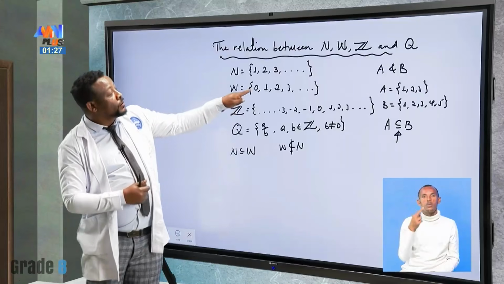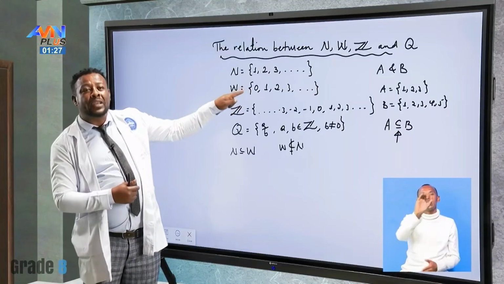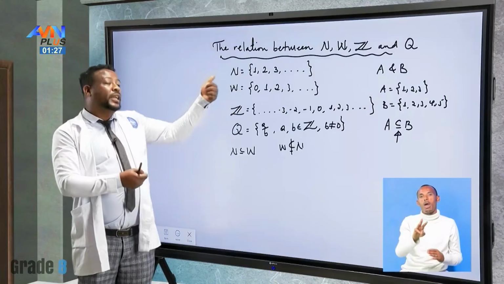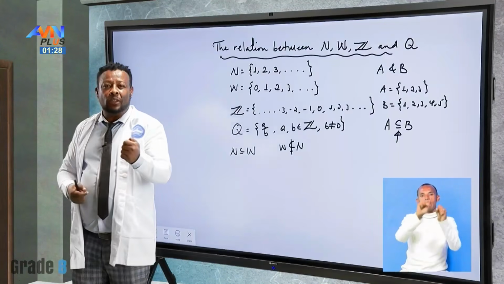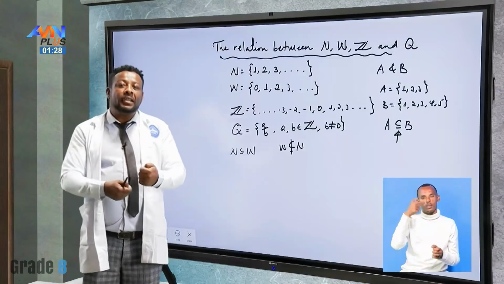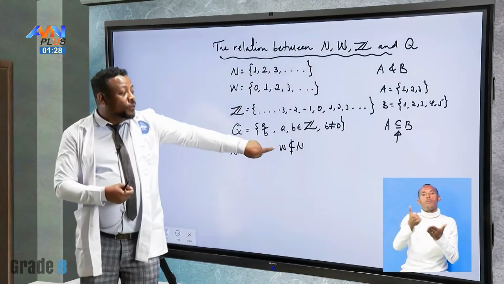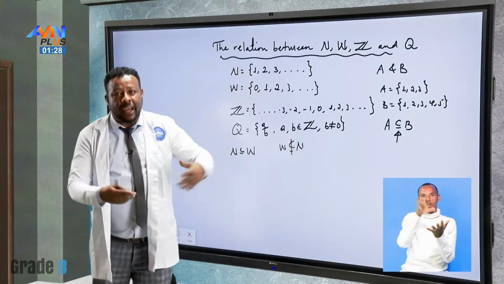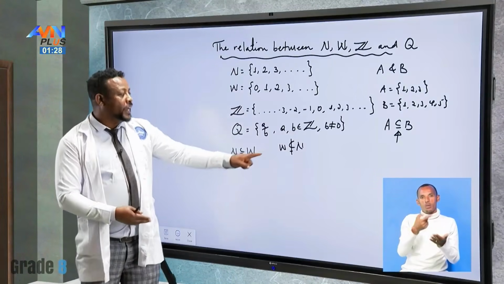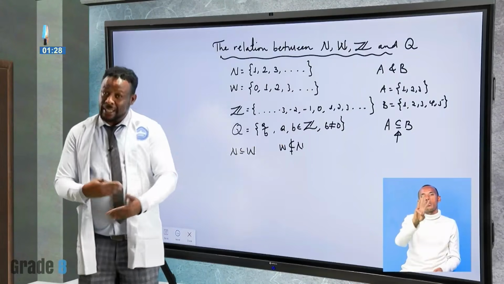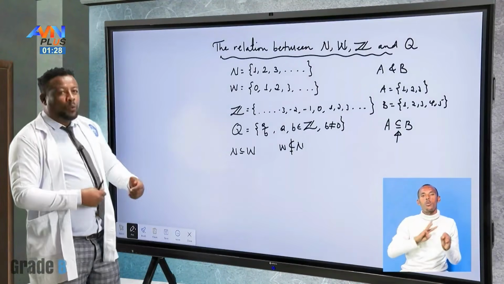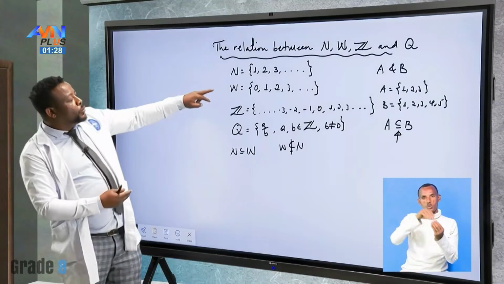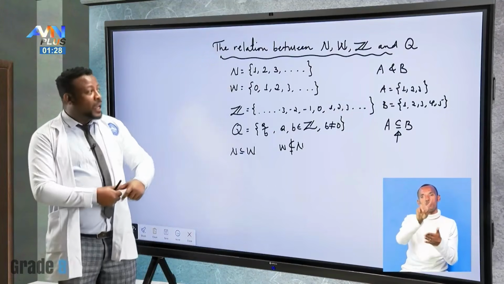Because of the presence of this element, the number 0 is included in W, but not in N. That means if we say W is the subset of N, we are saying that all the elements of this set are contained in N. Due to this, we cannot say W is the subset of N.